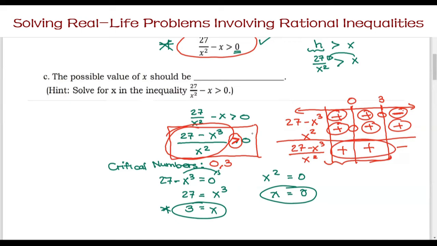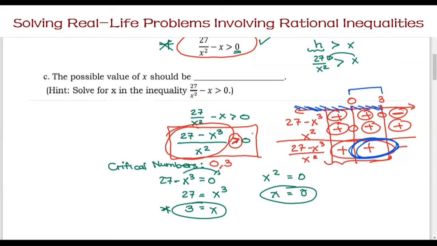Okay? So, kung titingnan ninyo yung ating real number line, andito siya. Lahat to. Sa part na yan, nagpa-positive yung ating rational expression na 27 minus x cubed all over x squared. Okay? But you know what? Ito lang talaga ang final answer. Itong portion na to. So, ibig sabihin, from 0 to 3 lamang.